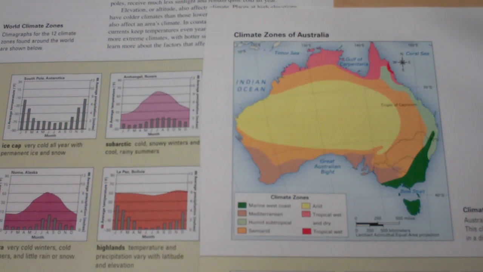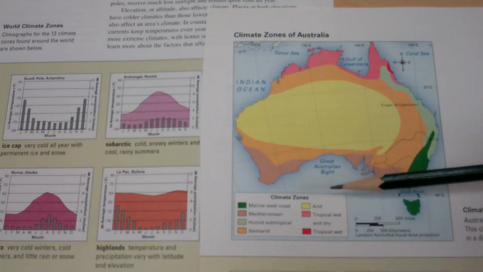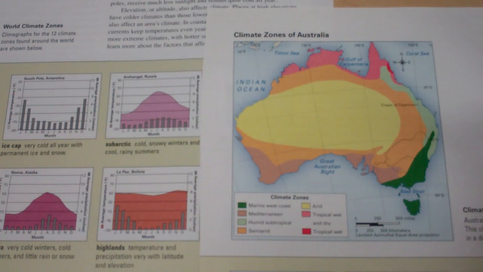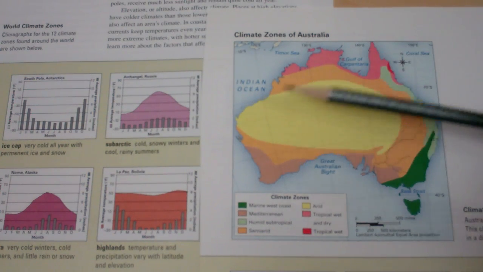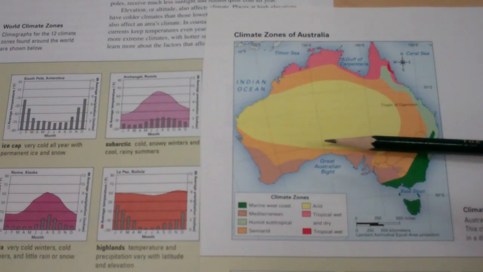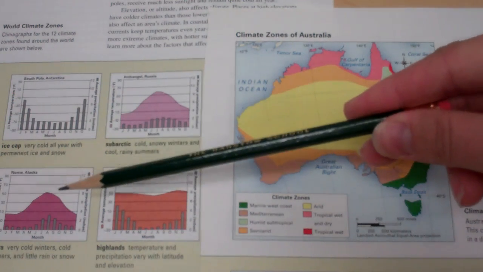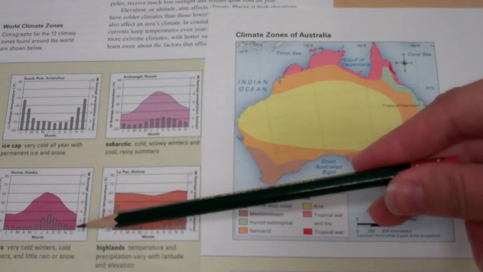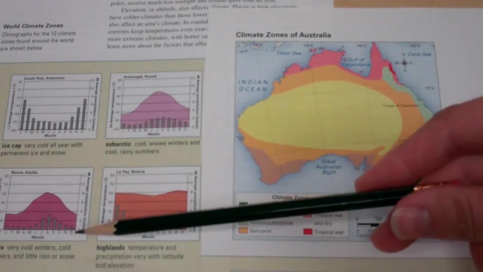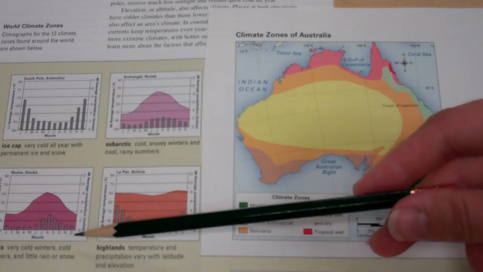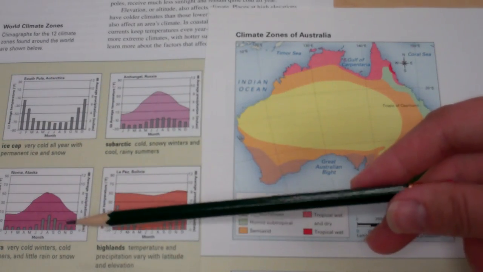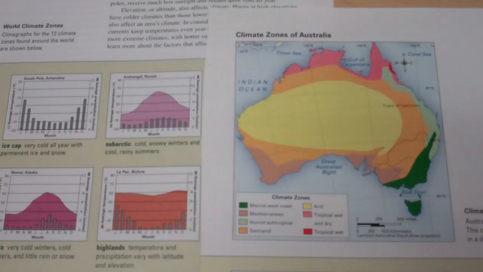And you may also then hear the term tundra. And there's not a tundra in Australia. However, there is a tundra in Alaska. And a tundra is going to be very cold, but it's also very dry. So not necessarily a lot of snow or rain, but still very cold temperatures.